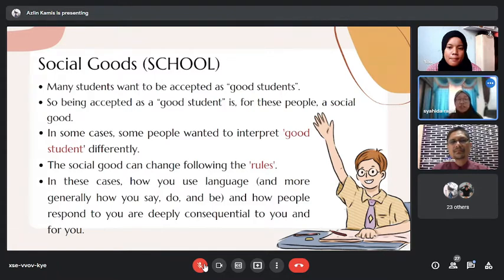And this shows that the social good can change following the rules. If we change the interpretation of good student, so does the social good. The social good will change how we interpret the term good student. So in this case, how we use the language and more generally how you say, do, and be, just like Dania said earlier, and how people respond to you are deeply consequential to you and for your social good. Okay, next, Ali.